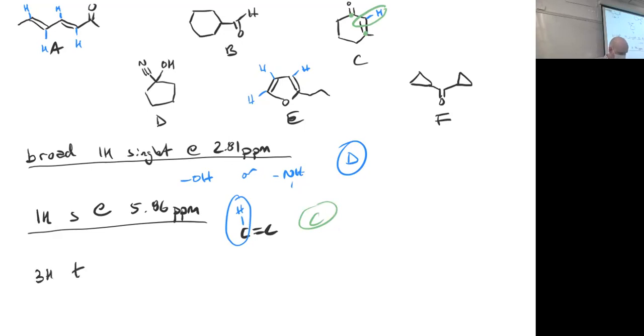3H triplet at 0.952 ppm. Sydney, ready? I think so. Okay. So CH3, and on the lower side, so it's probably not next to any. Well, it is a triplet. What does that mean? Oh, there's two hydrogen neighbors.